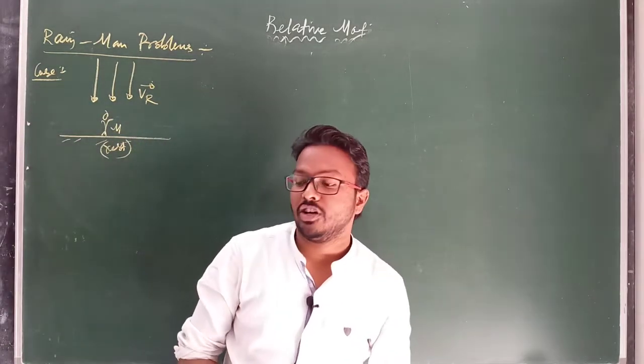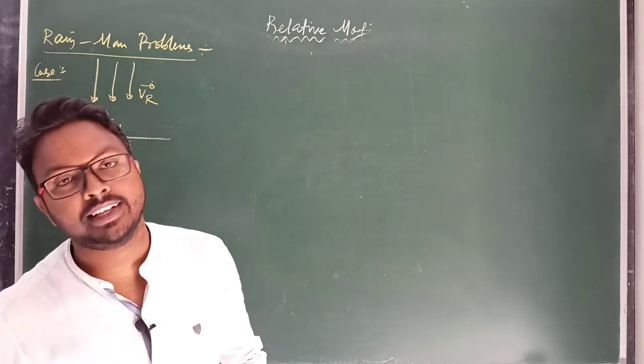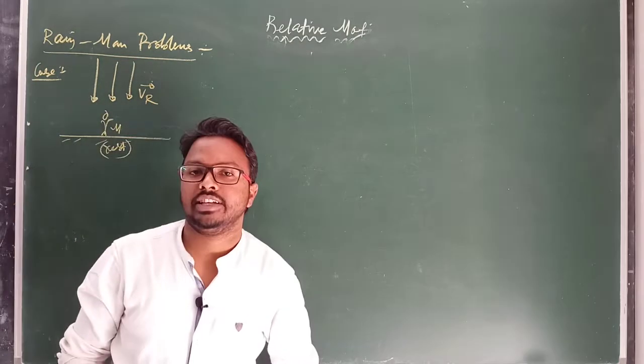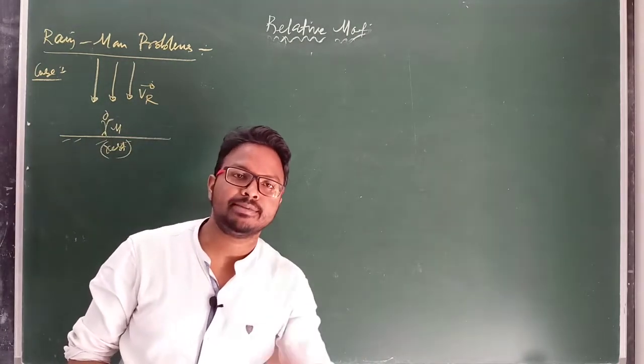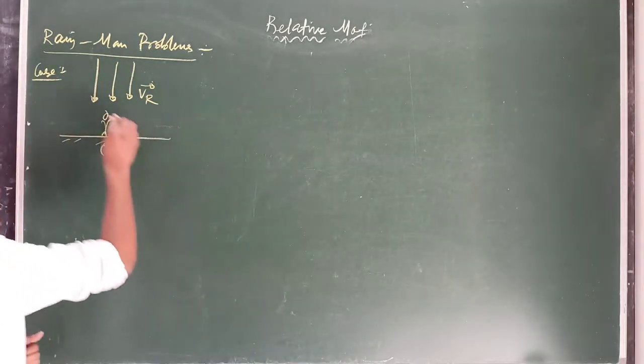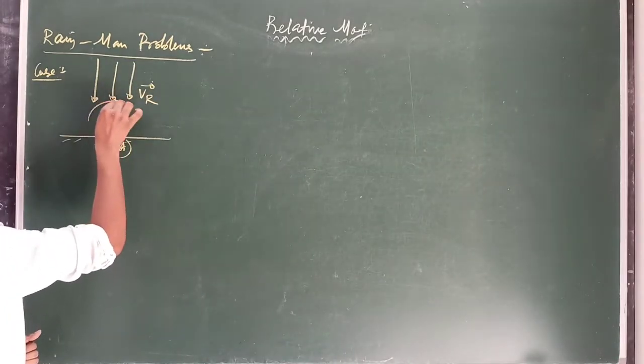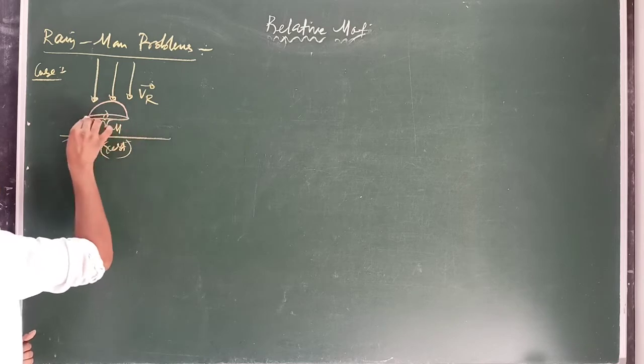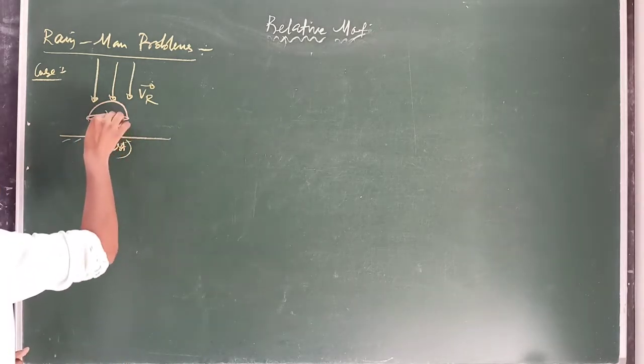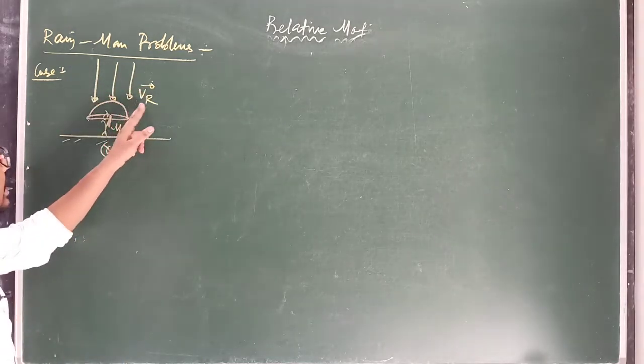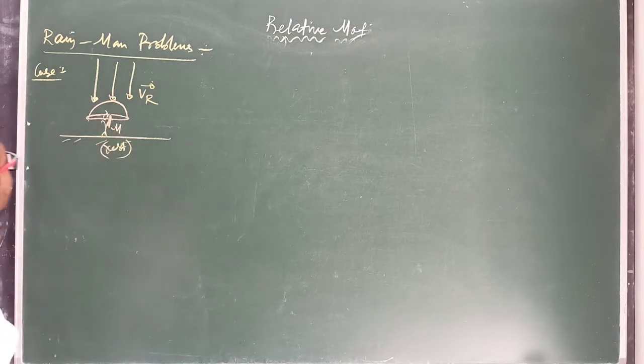What is the direction of the umbrella held by the observer, such that he can protect himself from the rain? So he has to hold the umbrella like this. If he holds the umbrella in this direction, then he can protect himself from the rain. Clear? This is the first case.